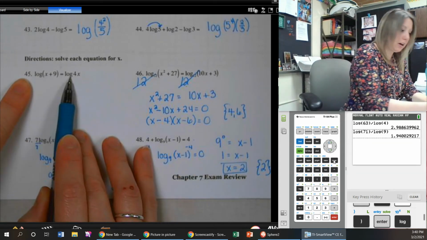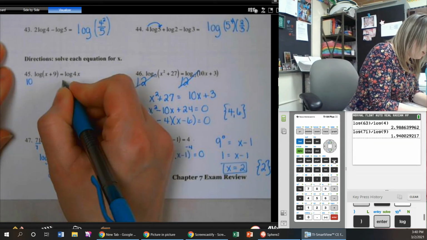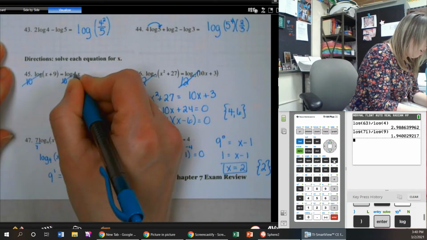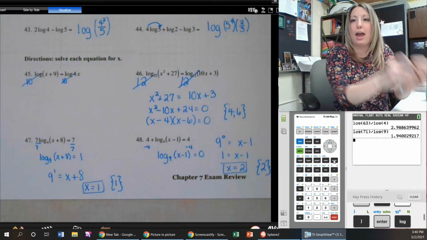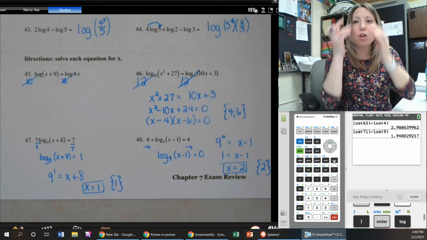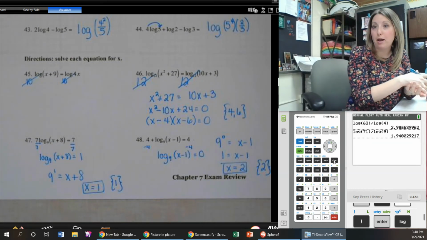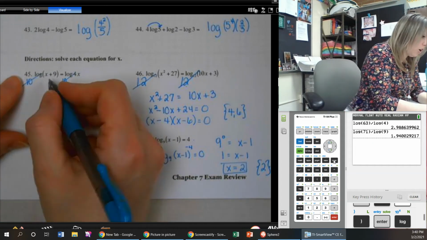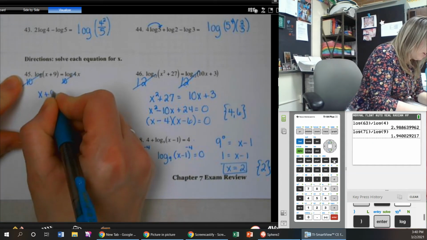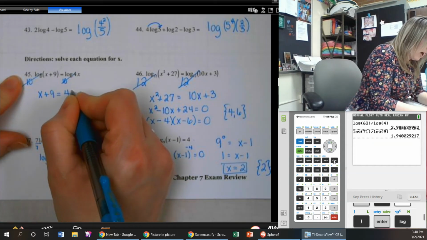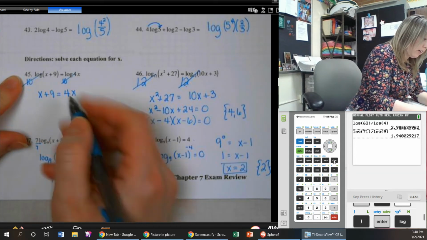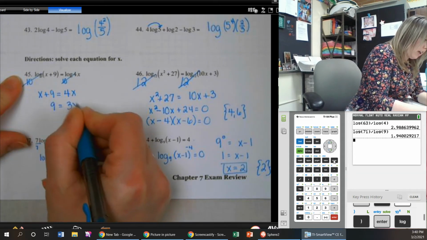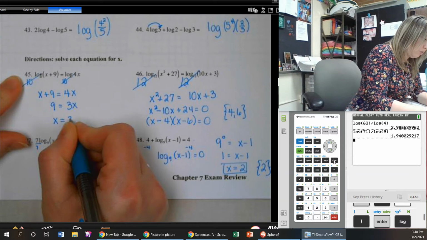Both of these have base 10. So since you have logs on both sides, raise them up and cancel. When you got logs on both sides, you have to do it that way. When you only have logs on one side, you could change it back into exponential form like I did here and here. So x plus 9 is left, and it equals 4x. That's what ends up being left. Subtract x. 9 equals 3x, and divide both sides by 3, so x equals 3.